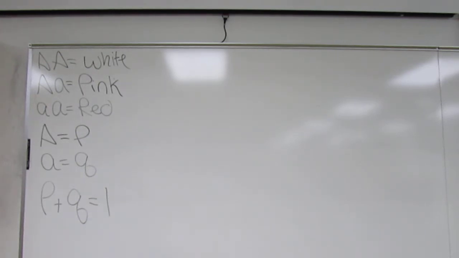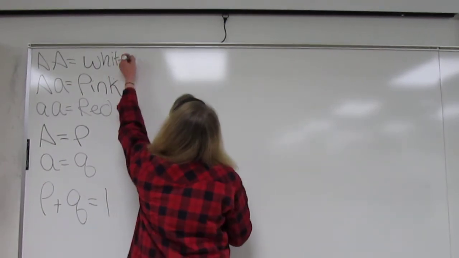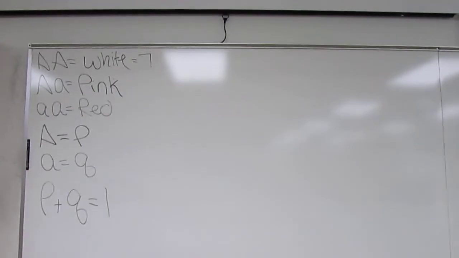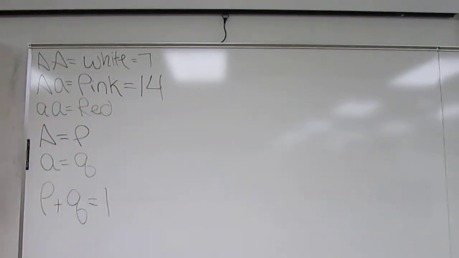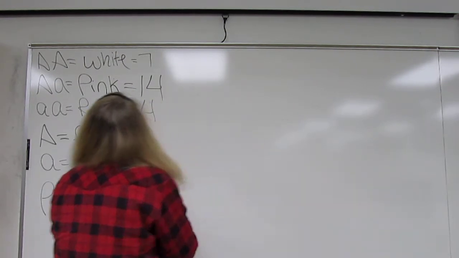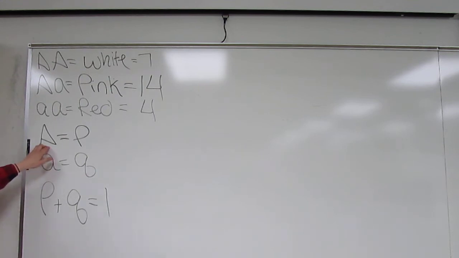So now I'm going to count the number of white beads I have. Okay, I have 7. Now I'll count the pink beads. There are 14 of those. And lastly, our red beads, which we have 4 of. Okay, so I'm going to call capital A, P. And I'm going to call lowercase a, Q. Now, by definition, P plus Q equals 1, because we only have these 2 alleles in our population.